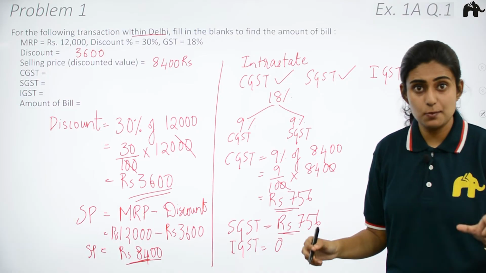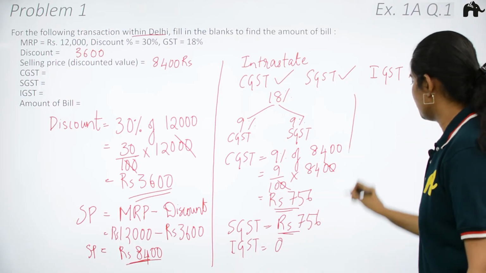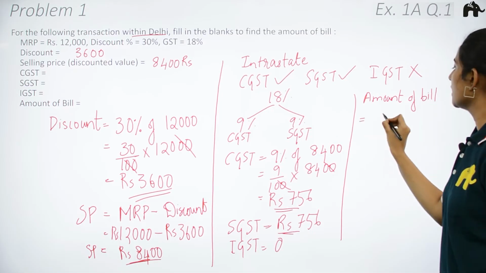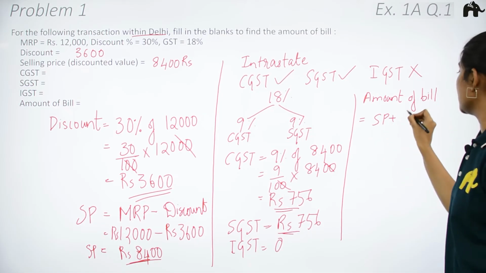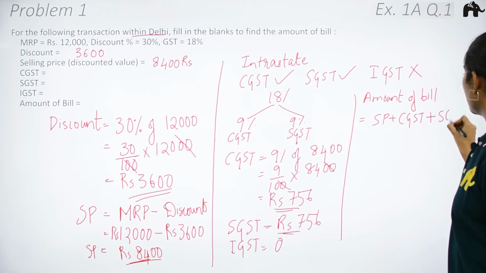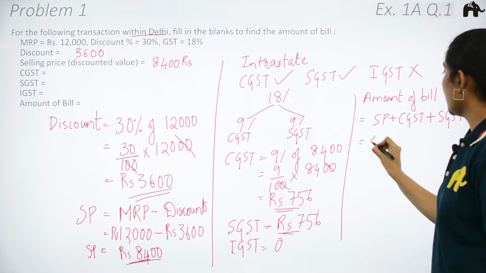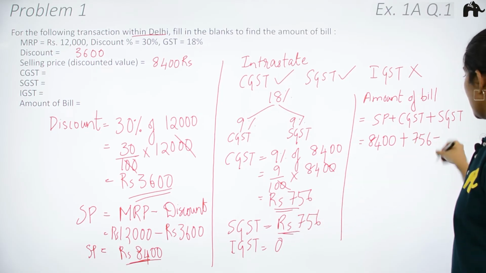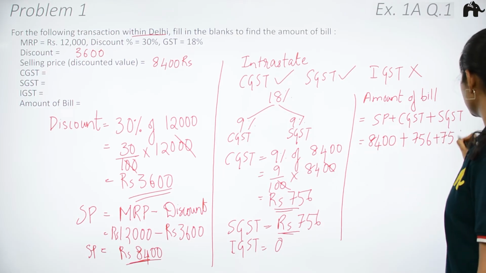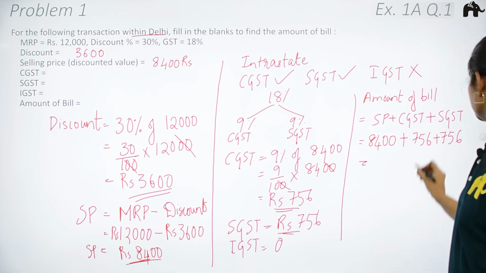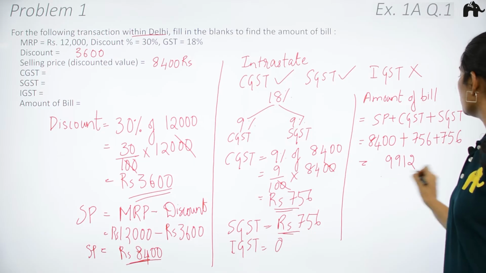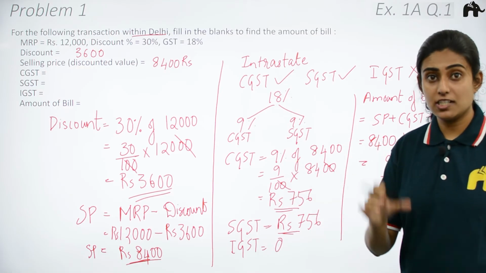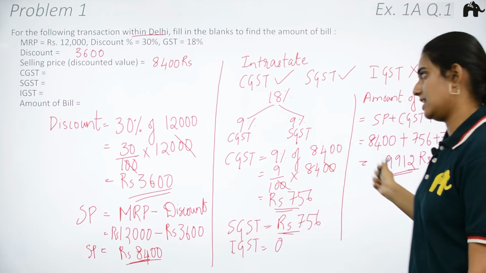Amount of bill. Amount of bill includes the selling price, CGST and SGST. Therefore, amount of bill is equal to selling price plus CGST plus SGST. Here, selling price is 8,400 plus CGST 756, SGST again 756. On adding, what do you get? You will be getting 9,912 rupees. So this is your final amount, which includes the selling price, CGST and SGST.